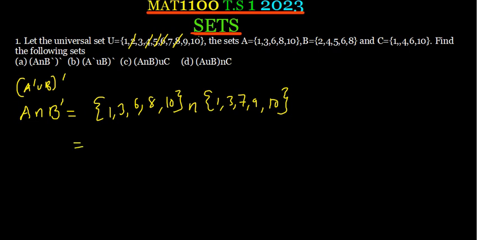Now for intersection, we want to see what is common between these two sets. In both sets we have 1, 3, and 10. So this is A intersection B complement, which is (A complement union B) complement.